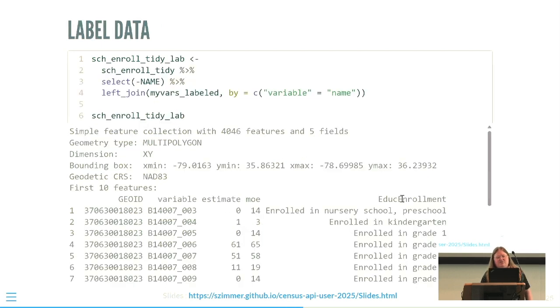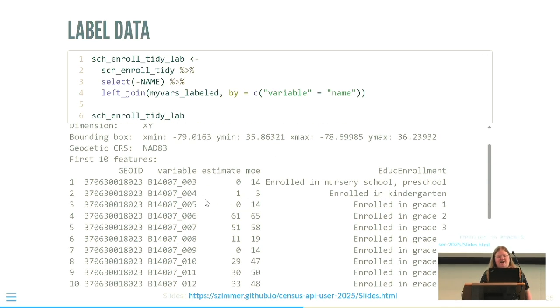So then I can do a little bit of cleaning. With SF objects, you can do a lot of the things that you can do with tibbles. So I can join on the names that I had before. So now I know that this variable is those enrolled in nursery school and preschool.